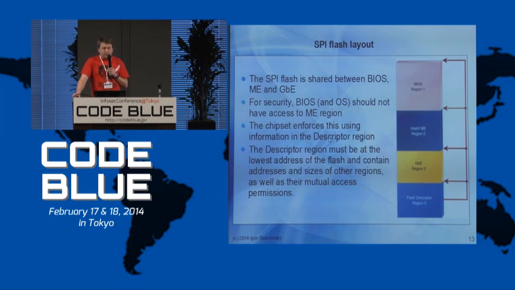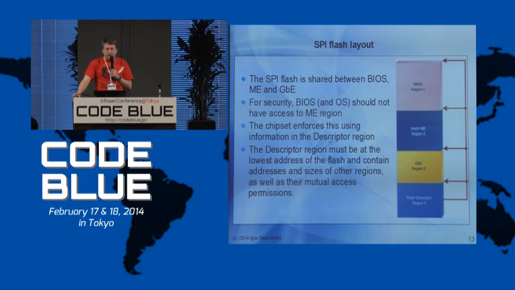Now, I mentioned that ME and the BIOS share the flash space, and this is how it's implemented. In the beginning of the flash, on the bottom, there is a region called the flash descriptor region, which is basically like a partition table. It describes the location and sizes of all other regions. For example, the typical layout is like this.